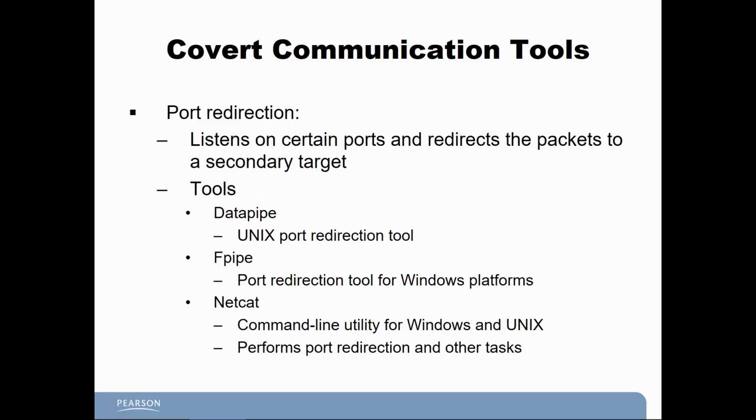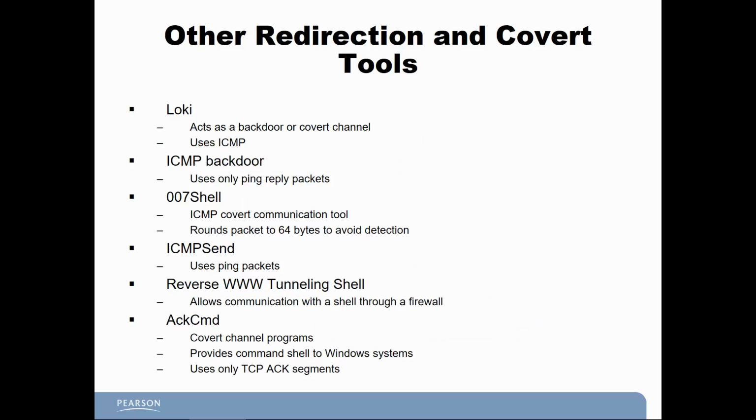They can be used for port redirection. Some of the tools could be like DataPipe or FPipe or Netcat. Other tools could be like Loki, that will act as more of a backdoor. ICMP backdoor uses only ping reply packets. 7Shell, that's an ICMP covert communication tool. ICMP SYN, reverse WWW tunneling, AT command, again, all of them do specific tasks. So it's kind of important to at least know them.